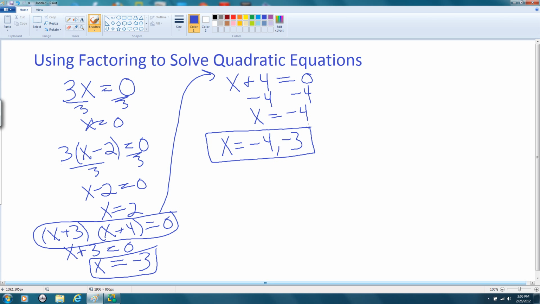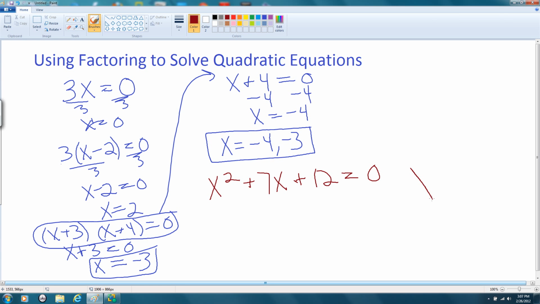Now, usually we're not going to be given them already factored. We're going to be given something like x squared plus 7x plus 12 is equal to 0. If it isn't given to us in that form, we're going to get it into that form. Then we're going to go ahead and factor that.